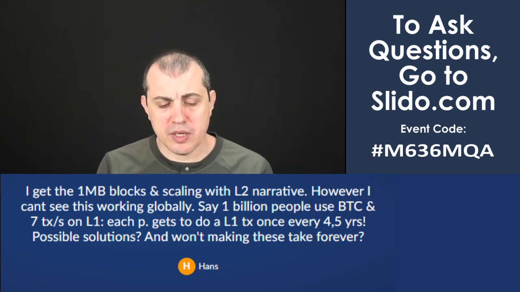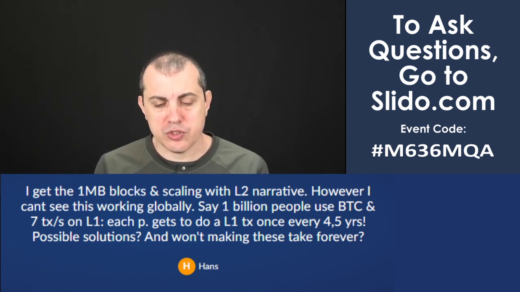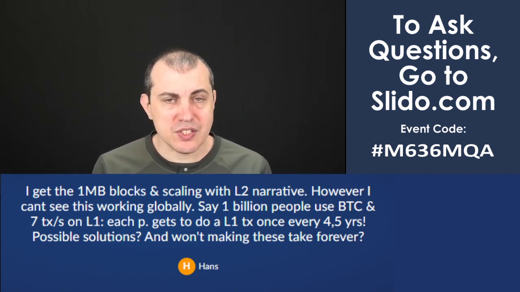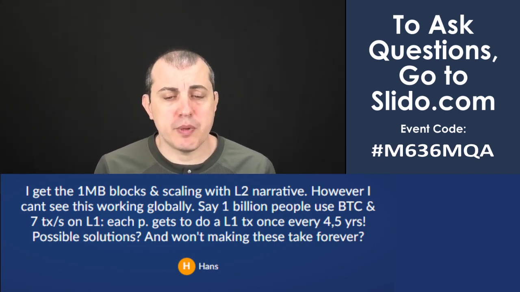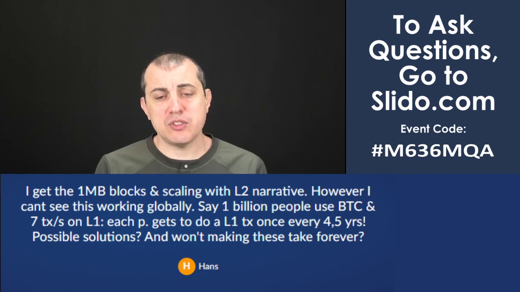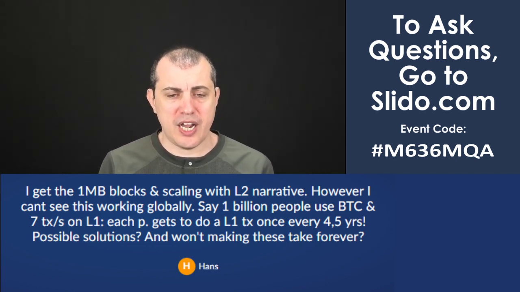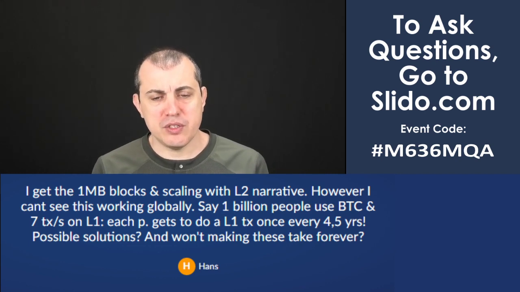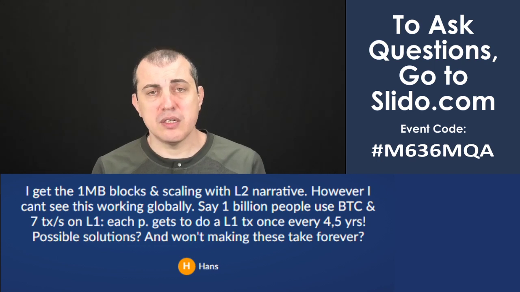I get the 1 megabyte blocks and scaling with Eltoo, layer 2 narrative. However, I can't see this working globally. Say 1 billion people use Bitcoin and there are 7 transactions per second on layer 1. Each person gets to do a layer 1 transaction every 4.5 years. Possible solutions, and won't making these take forever?